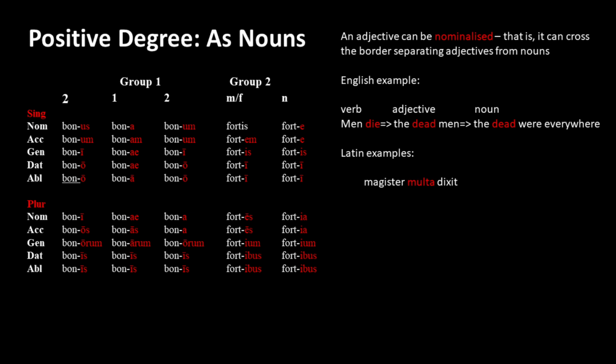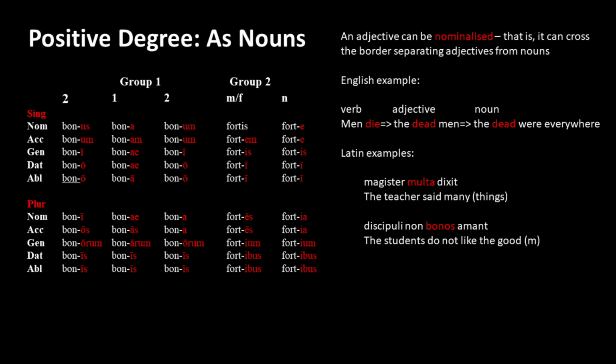Magister multa dixit. The teacher said many. Many what? To which the answer comes back, things. When you have an accusative, neuter plural adjective like multa, and when it is not accompanied by any noun that it's governing, you take the unspoken noun things. So, magister multa dixit. The teacher said many things. Or have a look at this one. Discipuli non bonos amant. The students do not love the good.